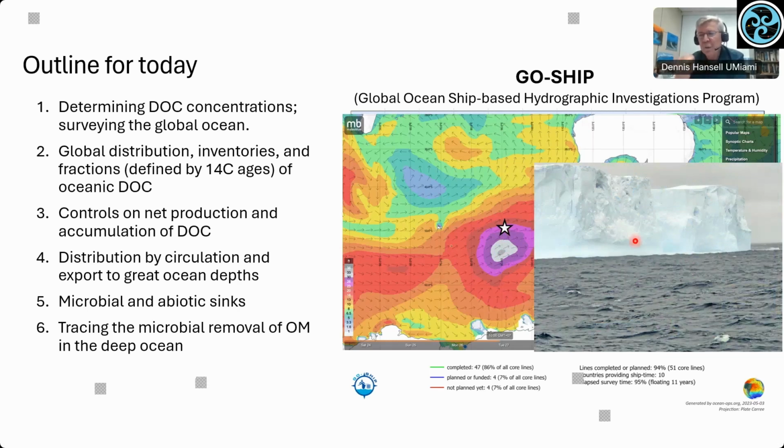which kind of is disturbing to me because they're not an icebreaker. So they're able to go through pretty clear waters, so that shows the effect of the warming going on down there. But anyway, so from those surveys, we get global distributions and inventories.